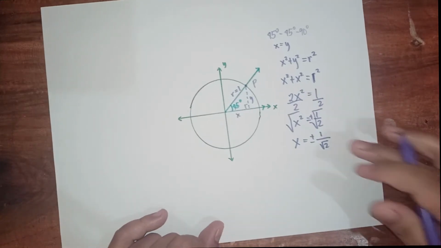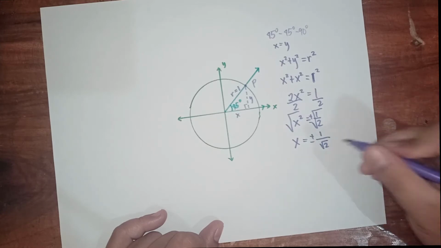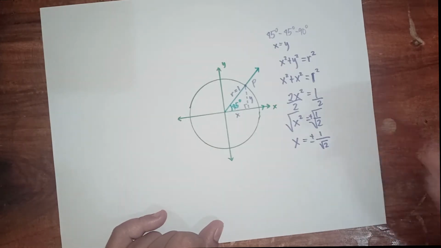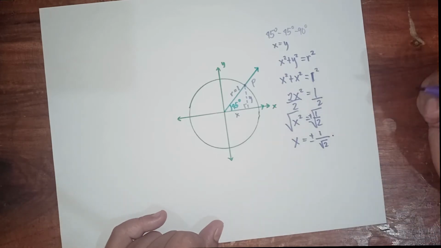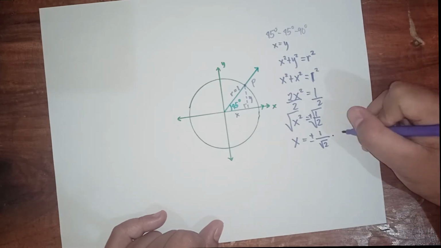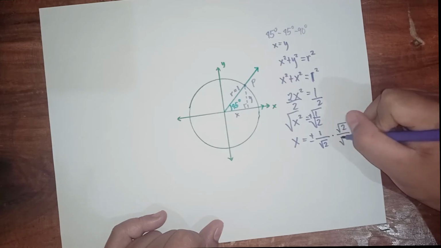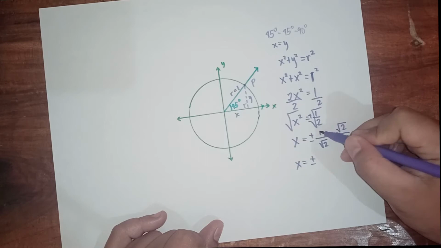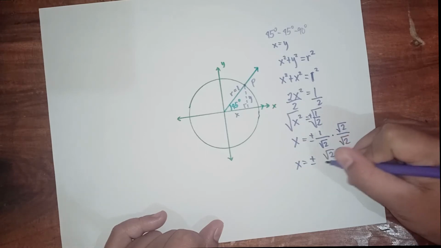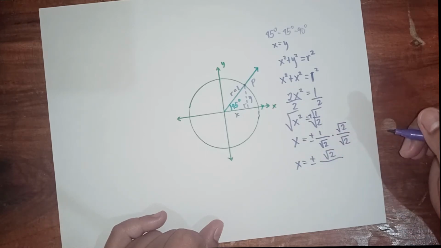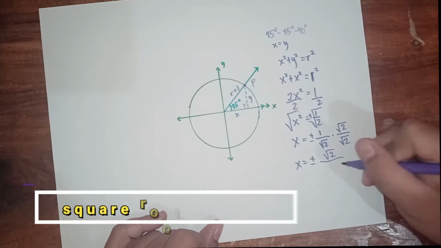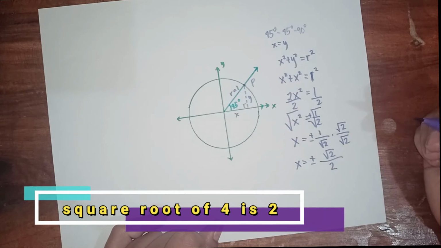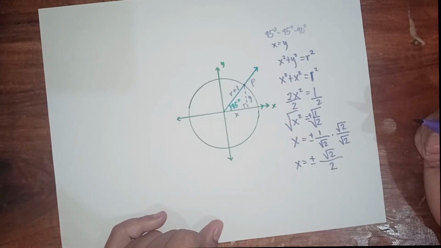To simplify this, para makuha natin yung radical sa denominator, we're going to multiply by its conjugate. So the conjugate is square root of 2 over square root of 2. So this is now equal to positive, negative 1 times square root of 2, that is square root of 2, over square root of 2 times square root of 2, that is square root of 4. So what is square root of 4? Tama, that is 2. So our x is positive, negative square root of 2 over 2.